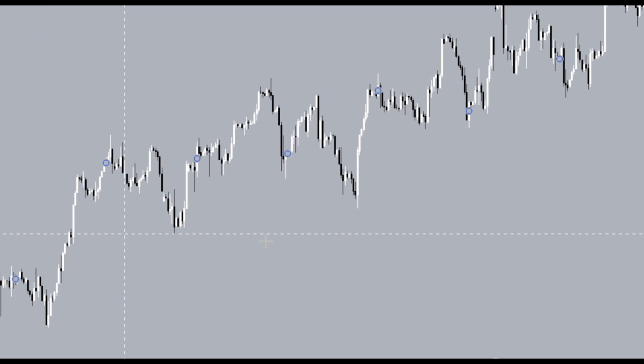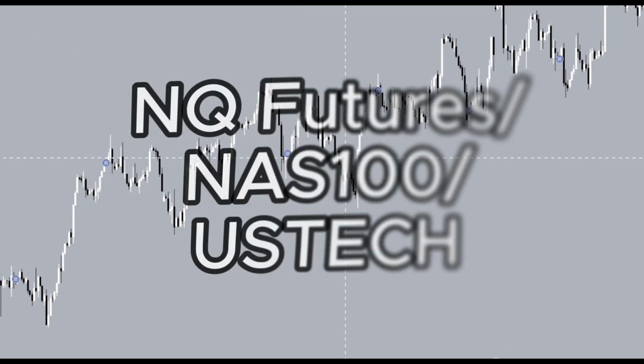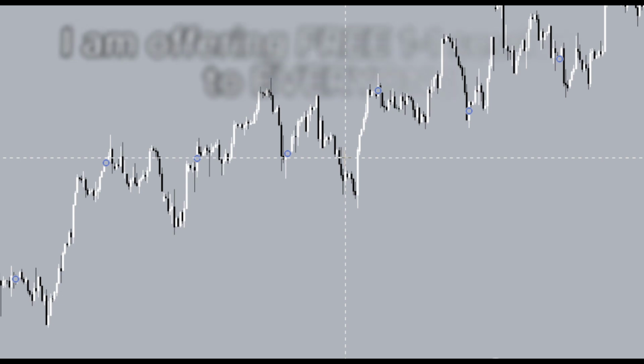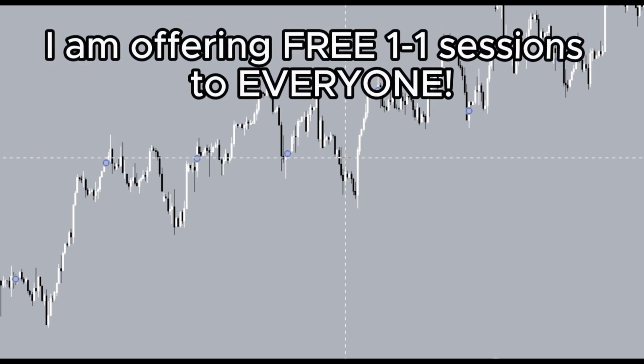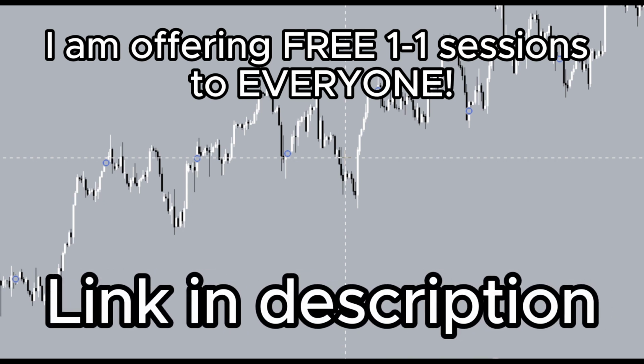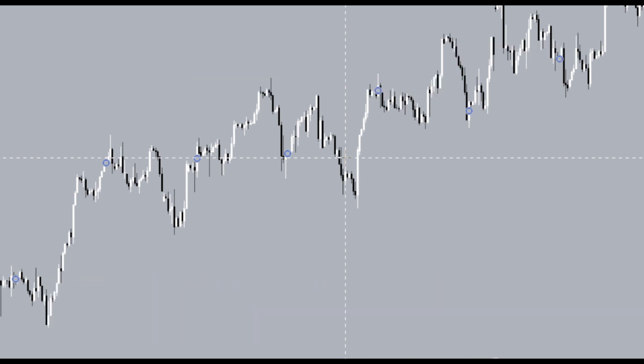Here we have the NQ. So this is the NASDAQ future. I've had a comment on the channel that wants me to look at NASDAQ, right? So this is the NQ futures, but anything I talk about today on the NQ futures can be transferred directly to NASDAQ or the US Tech or NAS100, whatever you want to call it. It's all the same price action. It's a different instrument, but the price action remains the same, right?